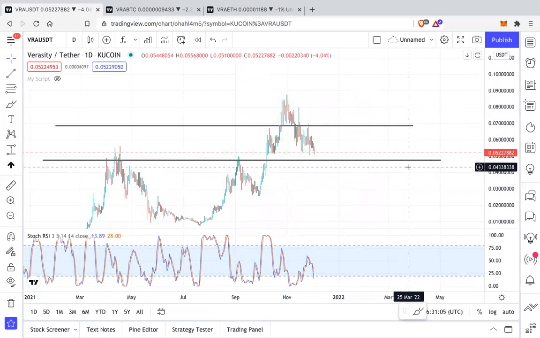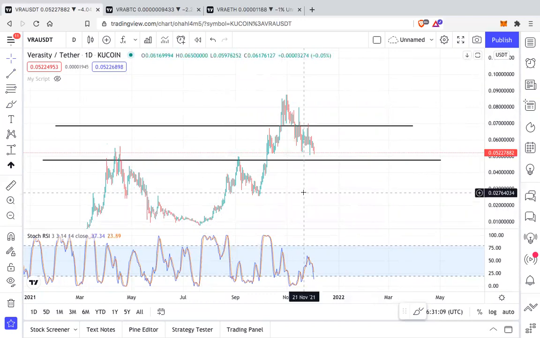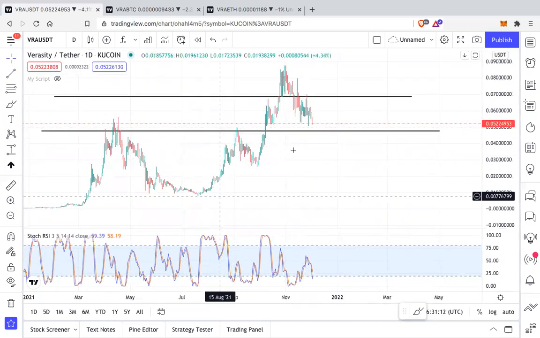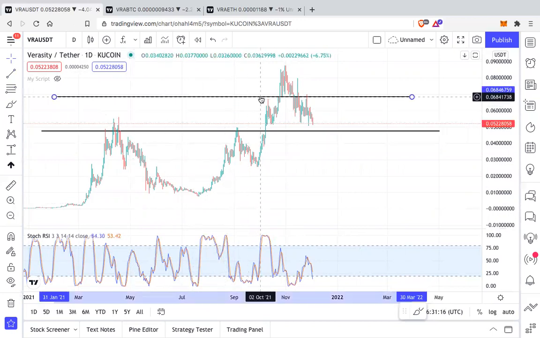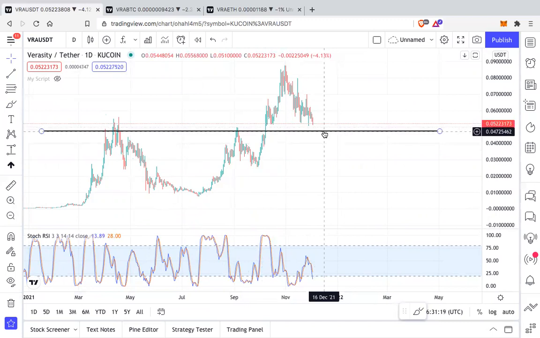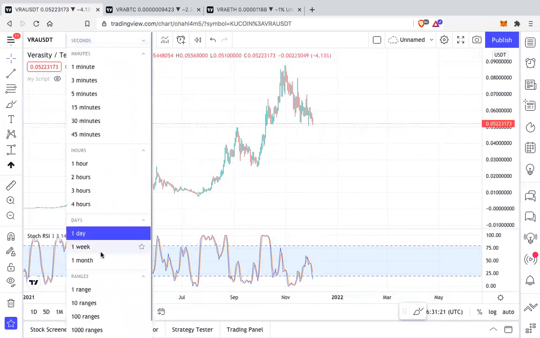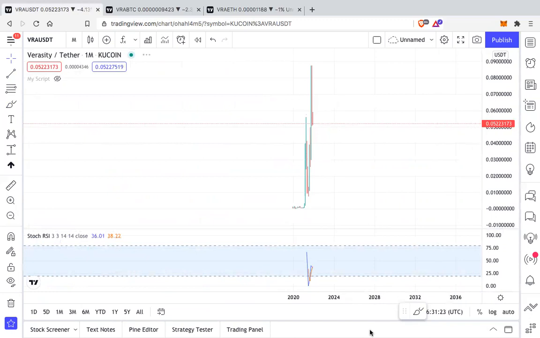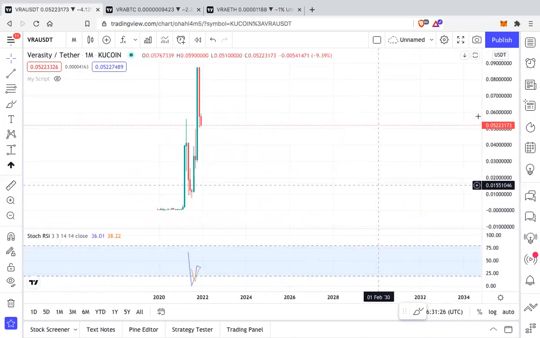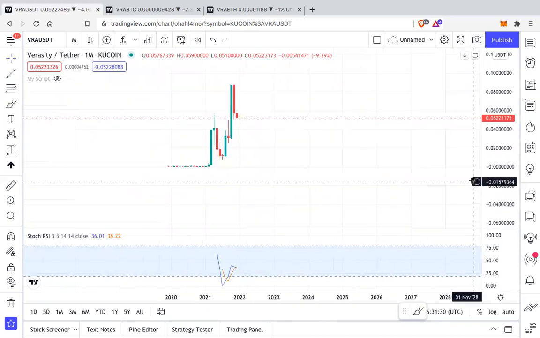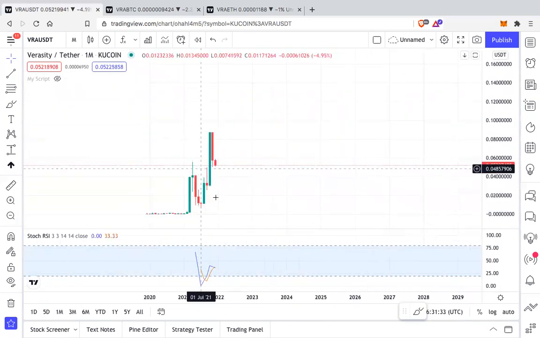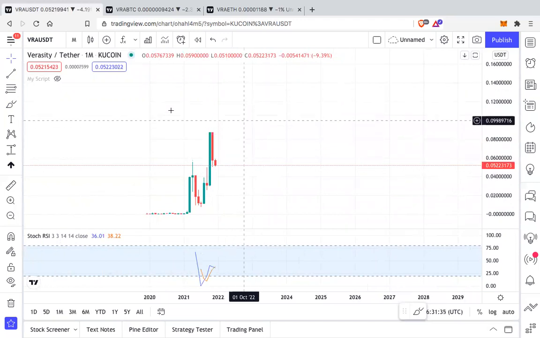So looking at multiple ways, looking at Fibonacci, looking purely at support and resistance, looking at the daily time frame, the weekly time frame, and the monthly time frame, I do not see any weakness in the chart. This is healthy. This is consolidation, in my opinion. Look at this. If we look at the monthly, yes, just see, we are creating higher highs and higher lows.